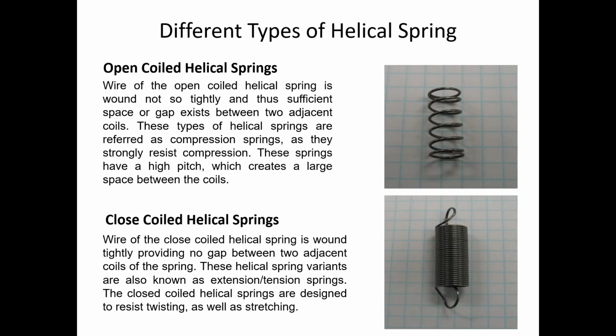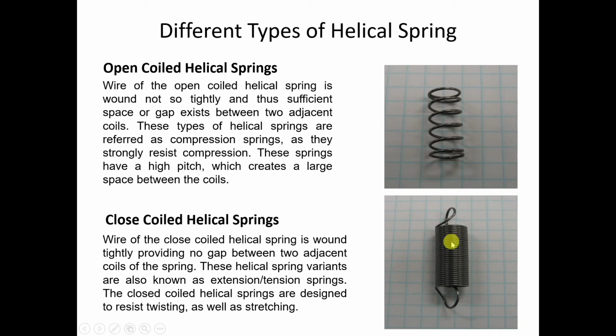Next is closed coil helical spring. The closed coil helical spring is wound tightly, providing no gap between two adjacent coils of the spring. Now let's see this figure. In this figure, you can easily find out that the gap between any two consecutive coils is almost zero.